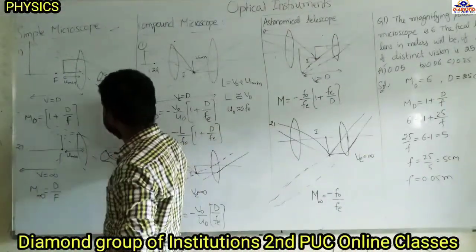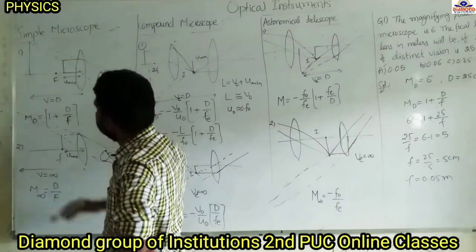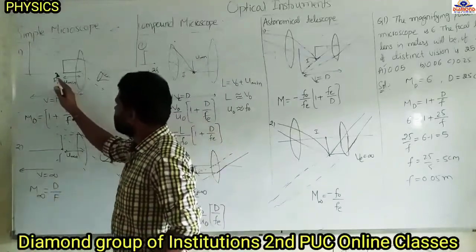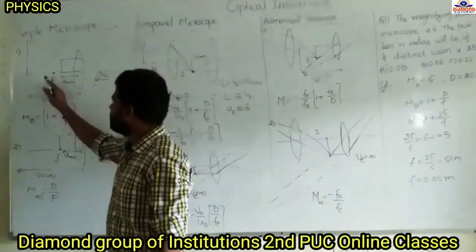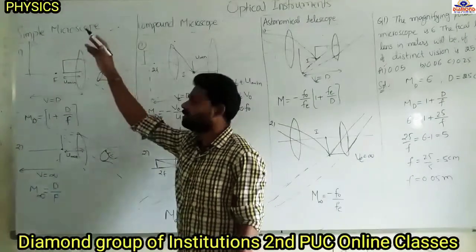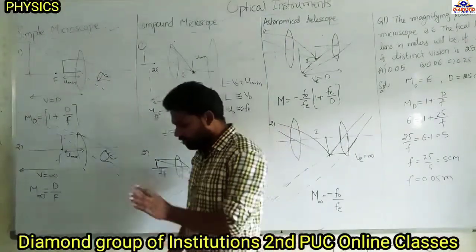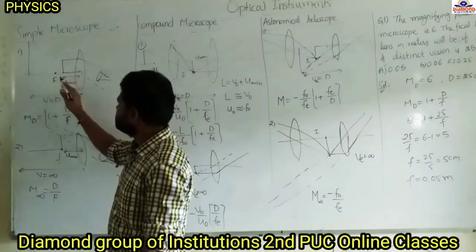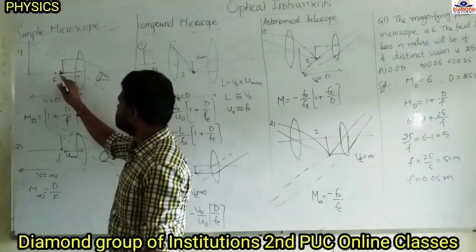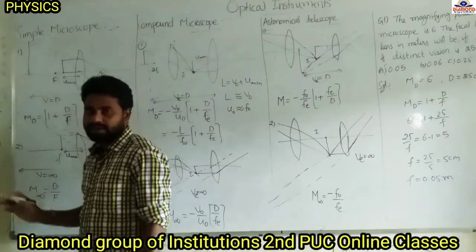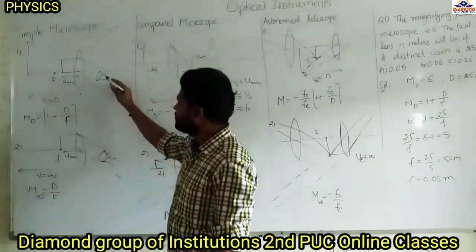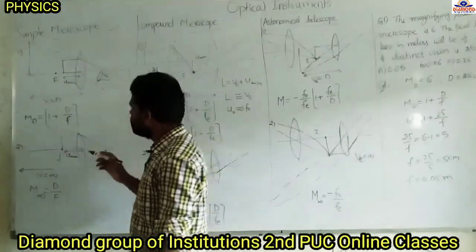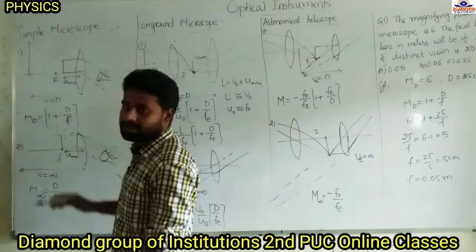So first see the simple microscope. Here we are using the convex lens and we are adjusting the object. Where do we have to keep the object? If we keep the object beyond the focal length, then it will form the image on this side and we cannot see the image. So we have to adjust the object in between the focus and the optical center. Then it will form a virtual and direct image, and we can view that image.